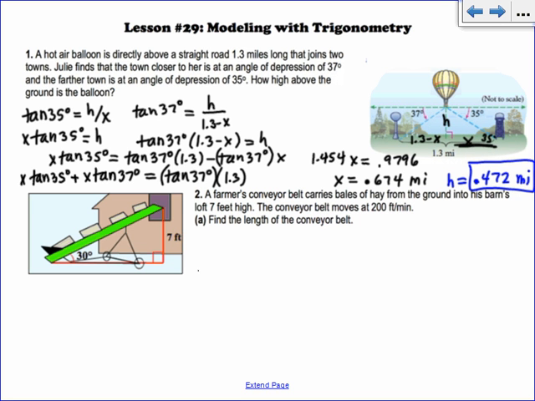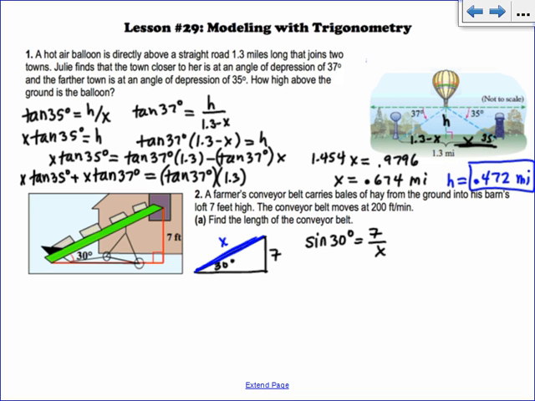So basically we have a triangle, and we know that we have 30 degrees, and we have 7, and we want to find the length of the conveyor belt. Okay, so we can do that. We'll call it x. So we have the opposite. We need to find the hypotenuse, so we're going to do sine. So sine of 30 degrees equals opposite over hypotenuse.